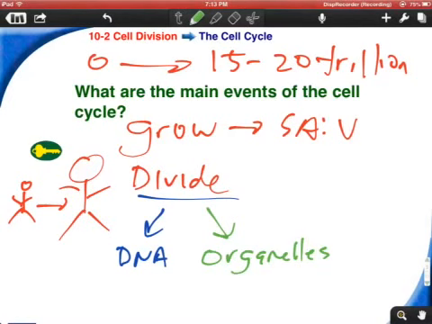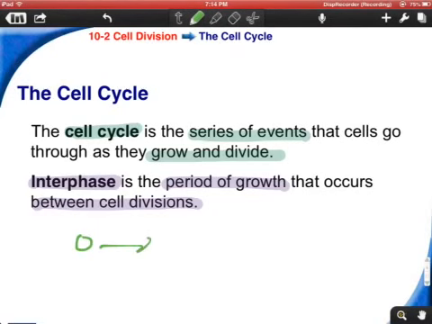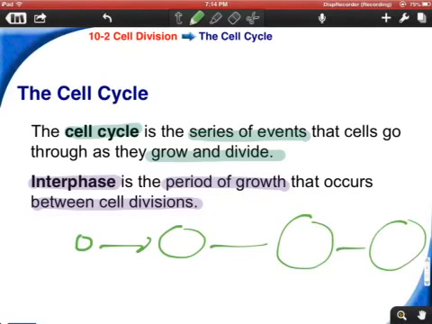And when we talk about organelles, we're talking about mitochondria, Golgi. In the case of plants, we're talking about chloroplasts. But basically, cells have to grow, and then they have to divide. And that's pretty much what we're going to study over the next few slides. And so the cell cycle is basically the series of events that cells go through when they grow and divide. The main one that we talk about here is called interphase. And basically it's a period of growth between cell divisions. And so as the cell starts here, it basically begins to grow and grow and grow and gets ready to divide.